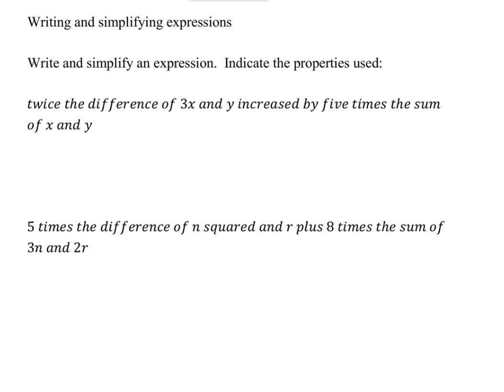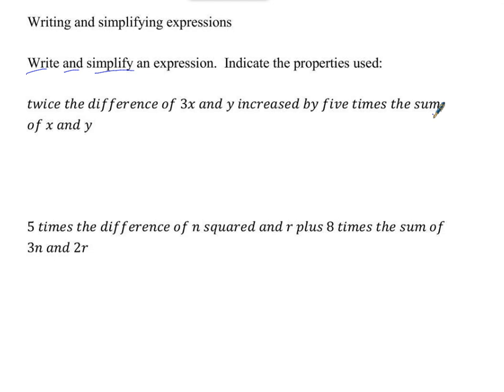The directions here say write and simplify an expression and indicate the properties used. So we're doing three things here. Come up with the expression, simplify the expression, and then tell what properties you used in order to simplify that expression. Okay? So here we go. We have twice the difference of 3x and y increased by 5 times the sum of x and y.